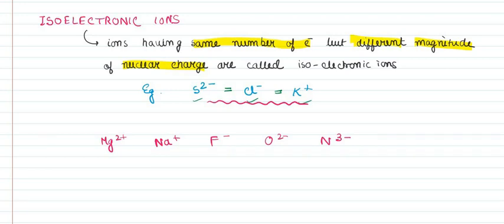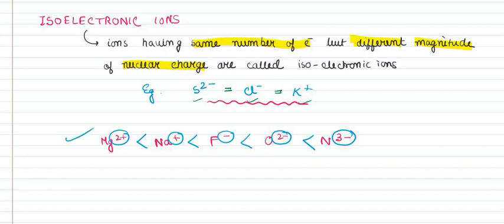But as their nuclear charge is different, their ionic radius will be different. Now what will be the ionic radius of these? It is very simple. Always remember, cations will have less, anions will have more ionic radius. The minus charge, forget about everything that we have learned about atomic radius. You just have to look at the charge.